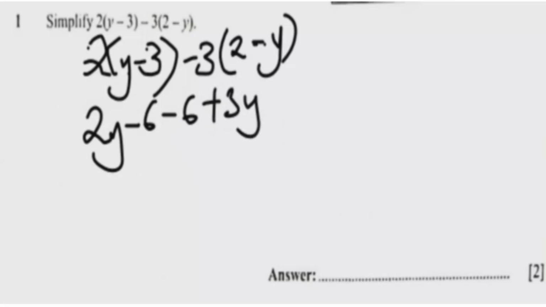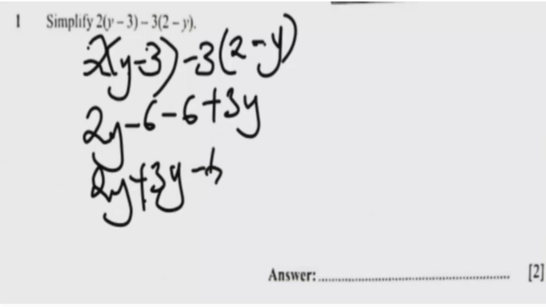Okay, now once I've done this, the next thing I'm going to do is put like terms together. So I've got 2y, then 3y will come next to it. So we're going to have plus 3y, then minus 6 again. Remember, this is minus 6. Okay, so we've written that. We say 2y plus 3y will give us 5y.